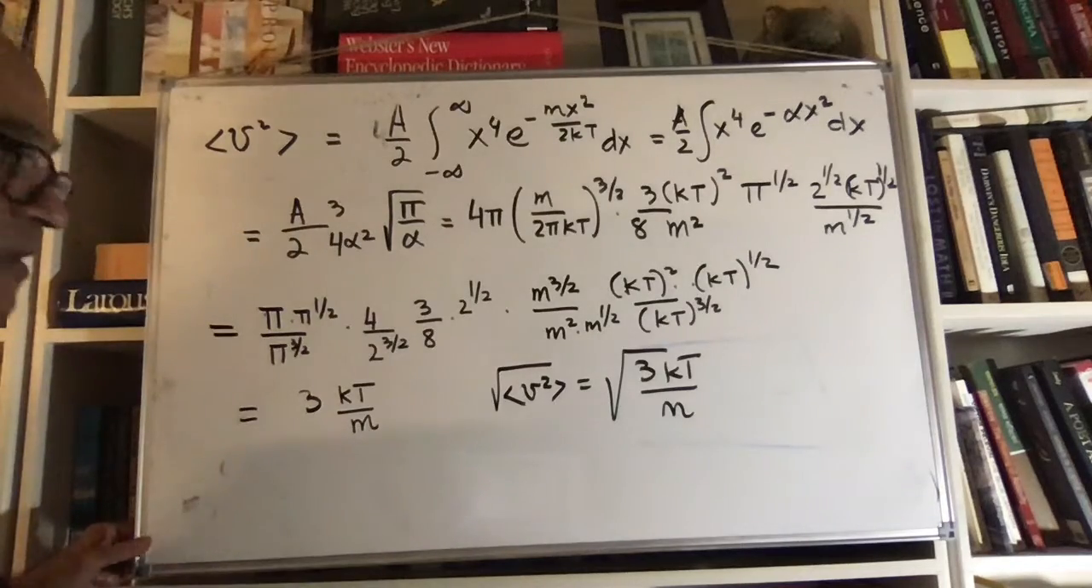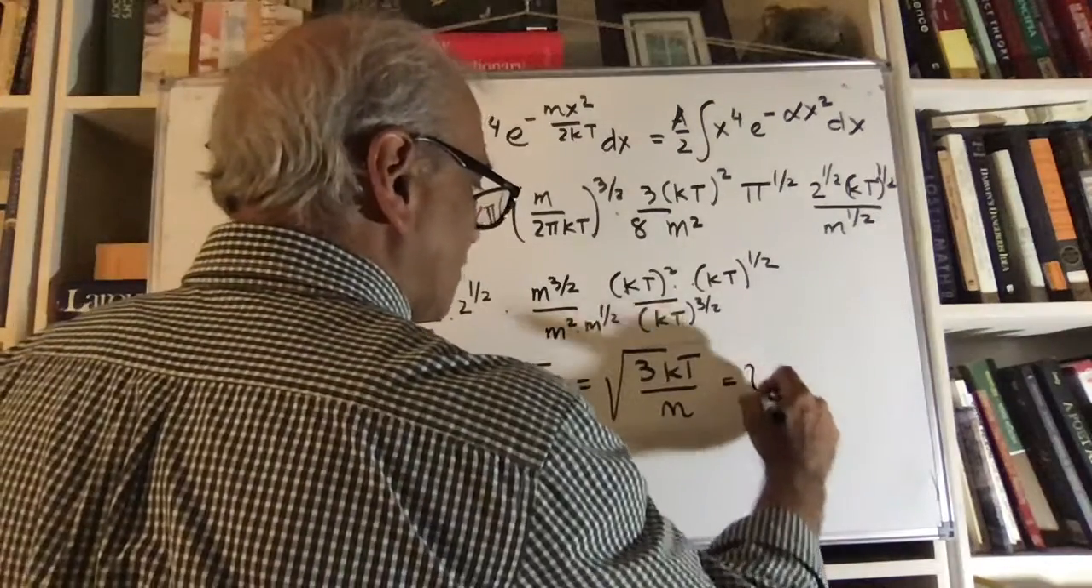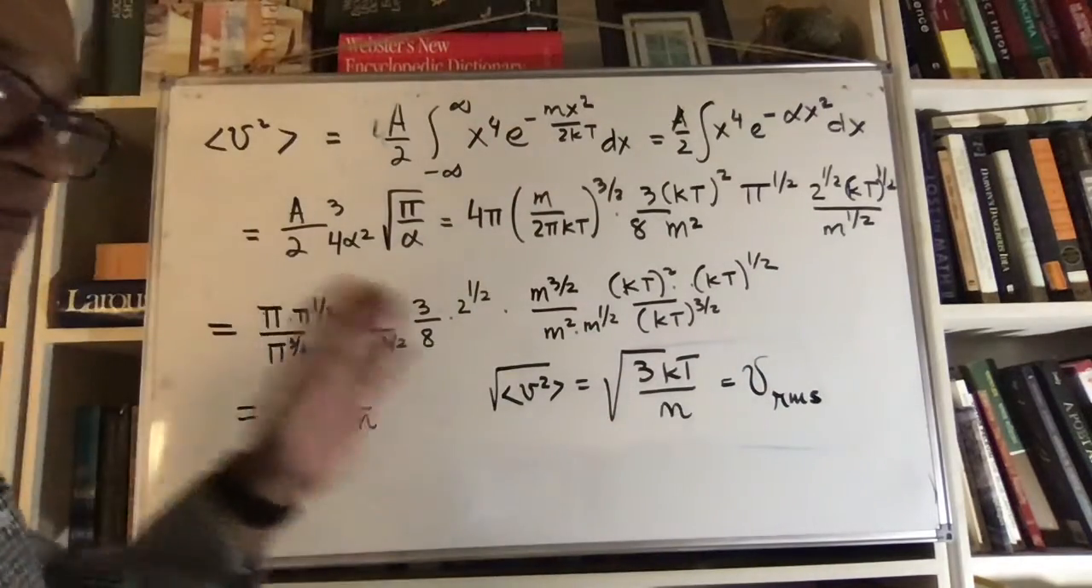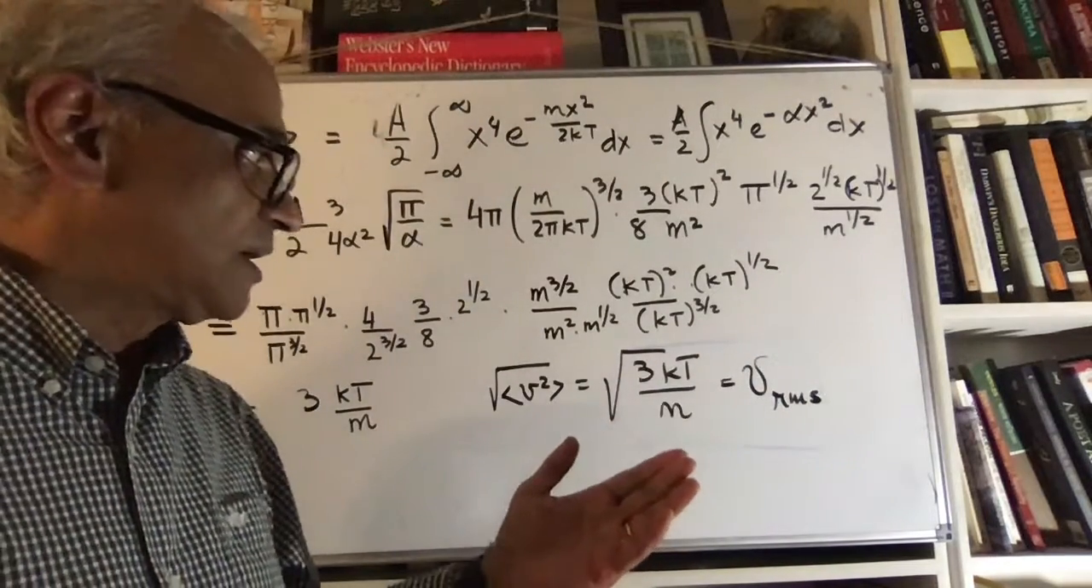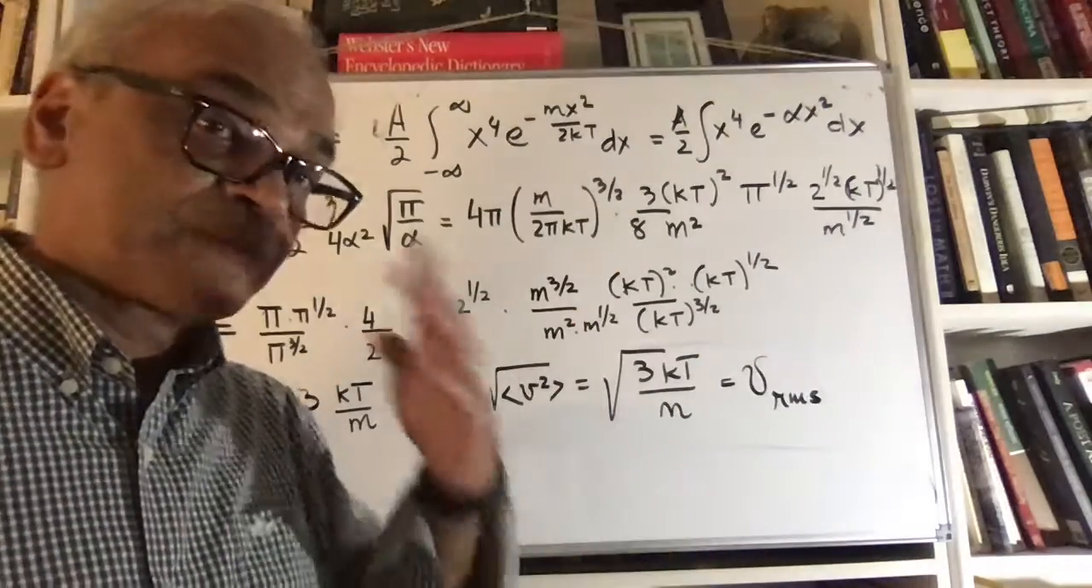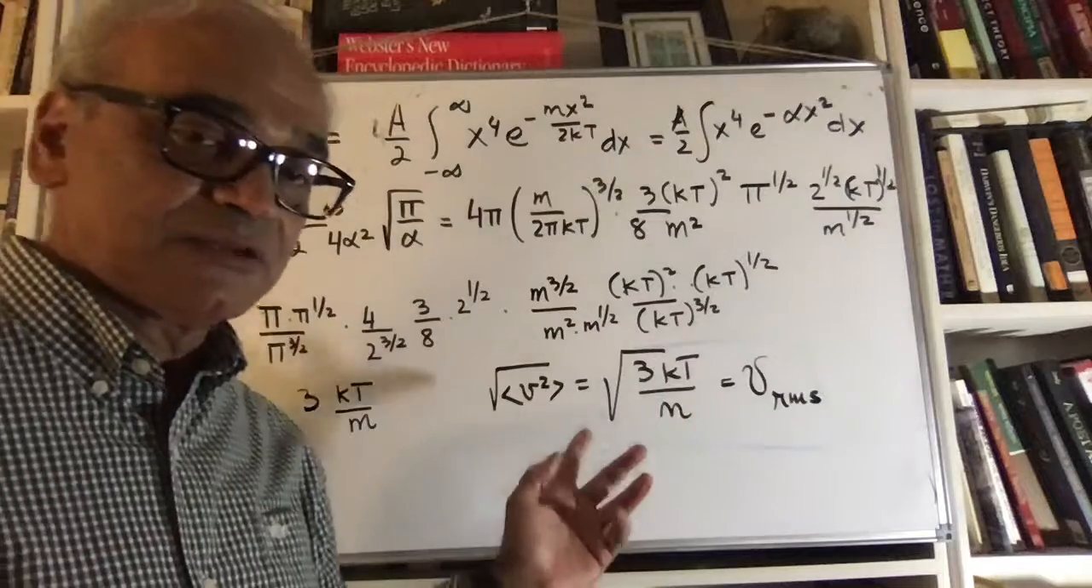So that's your VRMS. We call it VRMS, V root mean square. So as you can see, we have the most probable, which is 2kt over m, then in between, 2 and 3, we have the average velocity, and this is the VRMS.